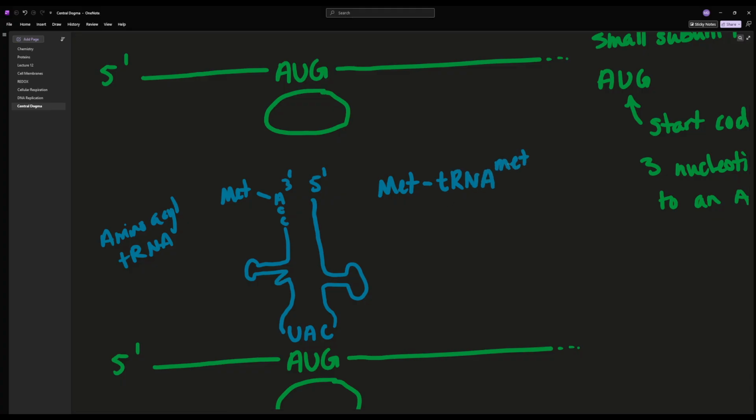So tRNA subscript met indicates that this is the tRNA with the anticodon that binds AUG, and that tRNA is what's known as charged. In other words, it is bound to its amino acid. So this here would be a charged tRNA, and we'll go over tRNA charging in a second.